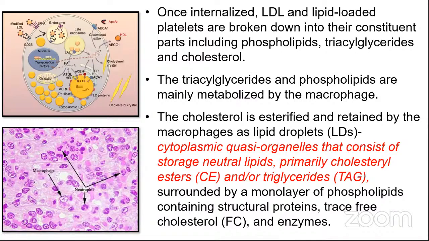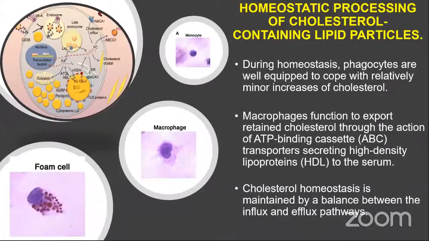Now within the macrophage, phospholipids and triacylglycerides are metabolized, but now we focus on cholesterol. Cholesterol gets esterified. It is retained within the macrophage as lipid droplets. What are lipid droplets? They are quasi-organelles. They consist of storage neutral lipids, primarily in the form of cholesterol esters and or triglycerides. These are surrounded by phospholipids, which contain various proteins and traces of free cholesterol. So this is happening when a macrophage imbibes the low-density lipids.